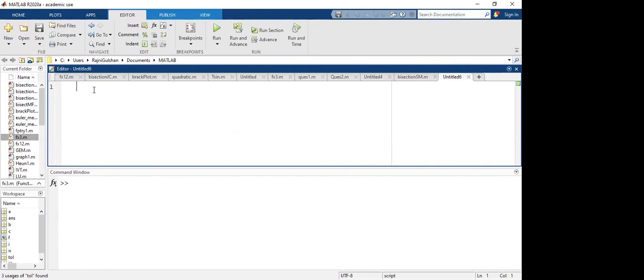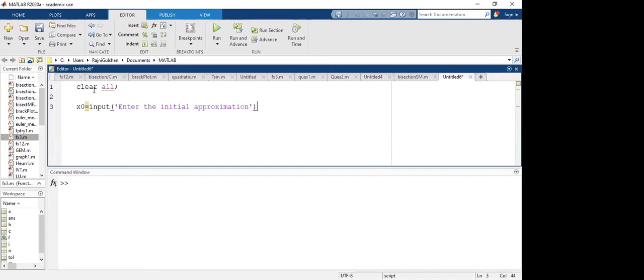So say first line is you clear all the previous variables, right? Then the first step is what is the demand of Newton method? It demands initial approximation, right? So you just take x0. What is x0? This is the initial approximation. So x0 is equal to input. You will write enter the initial approximation, right? So this is the initial approximation.